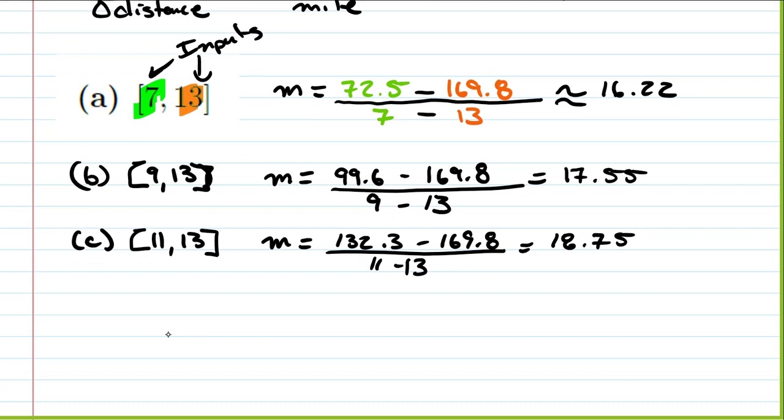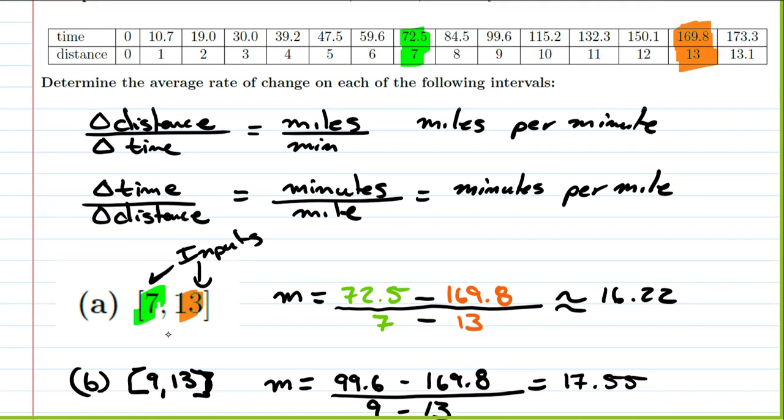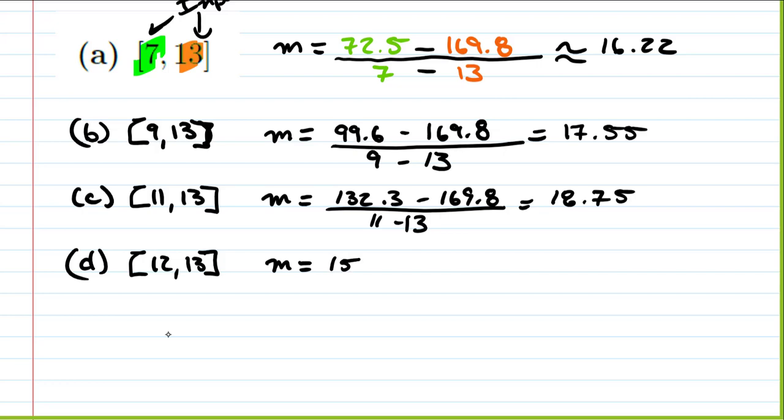And then our last one is from 12 to 13. So we do our slope here. We go look at 12, and we get 150.1 minus 169.8 all over 12 minus 13. And in this case, we're going to get 19.7. So what does that tell us?